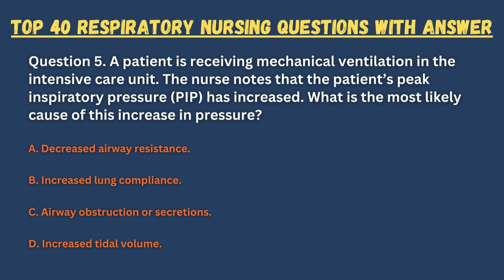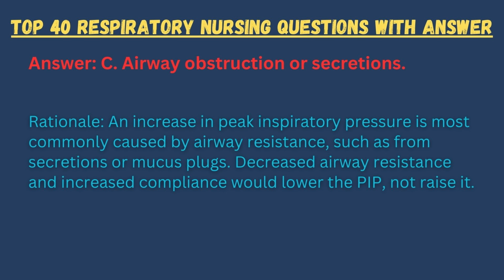Question 5. A patient is receiving mechanical ventilation in the intensive care unit. The nurse notes that the patient's peak inspiratory pressure, PIP, has increased. What is the most likely cause of this increase in pressure? A. Decreased airway resistance. B. Increased lung compliance. C. Airway obstruction or secretions. D. Increased tidal volume. Answer. C. Airway obstruction or secretions.